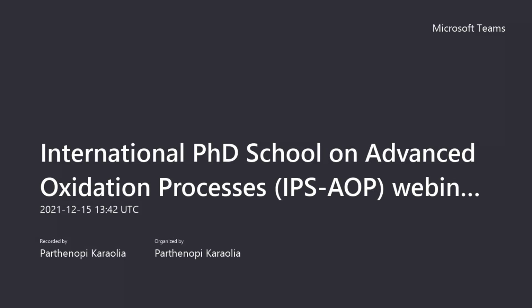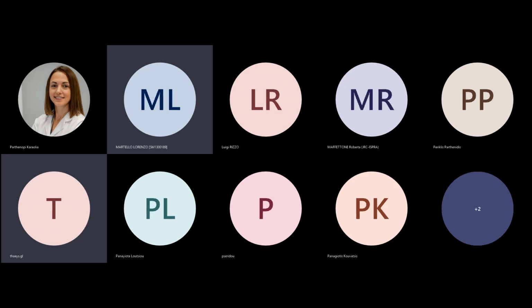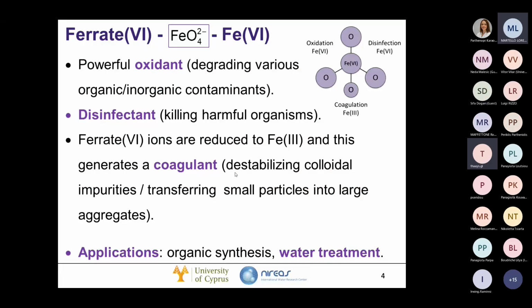We are not so familiar with iron 6. Iron 6 is a high-valent iron oxo species. And the reason that is very interesting is that it's a very powerful oxidant, so it can be used to oxidize organic and inorganic contaminants in water. It's also a very good disinfectant. We can inactivate bacteria and viruses.